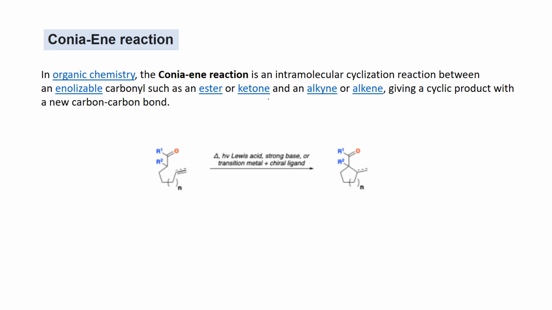So next is the Conia-ene reaction. In organic chemistry, the Conia-ene reaction is an intramolecular cyclization reaction between an enolizable carbonyl such as an ester or ketone and an alkyne or alkene, giving a cyclic product with a new carbon-carbon bond. This reaction has also been mentioned in your assignments multiple times. Sometimes you can get confused that the ene reaction and Conia-ene reaction are the same, but no, they are slightly different.